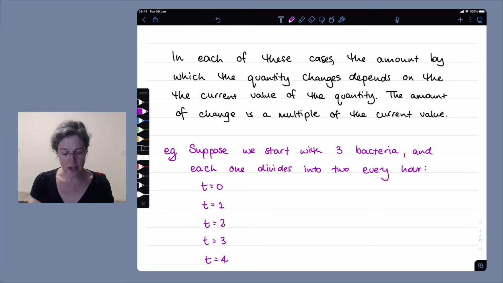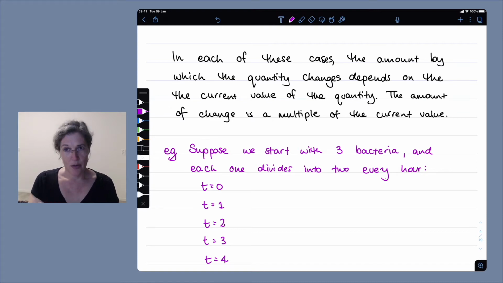So the amount of change is a multiple of the current value. If you start out with very little, then you'll end up with just a little bit more and a little bit more. But if you start out with a huge amount, and then you multiply that, you're going to get another huge amount. So you get big changes happening. Let's model this a little bit.